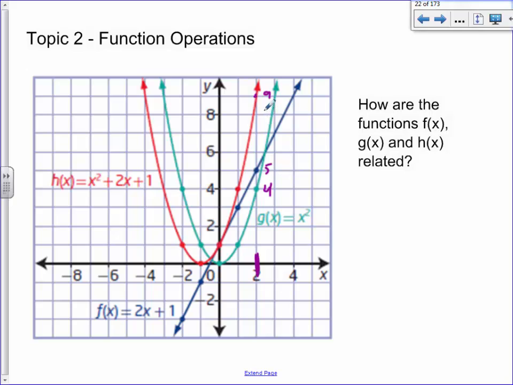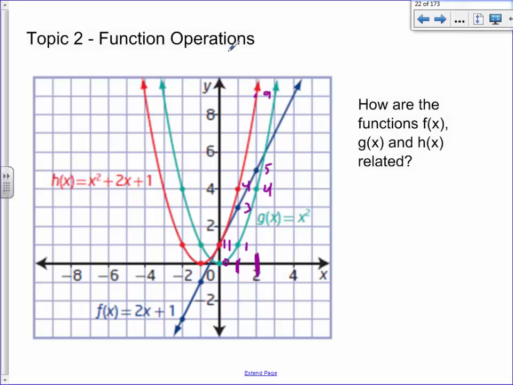Let's try another input. 1. Where are these outputs at? 1, 3, and 4. If you have any ideas yet, I'll keep going. Let's try another input at 0. At 0, it looks like our outputs are at 0, 1, and actually the blue line and the red line are both at 1. Nothing yet, eh?